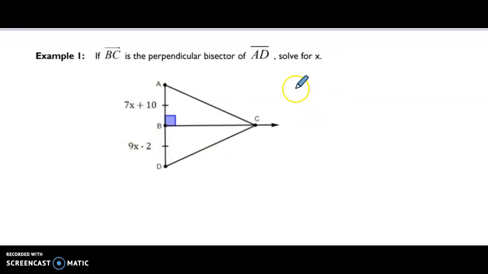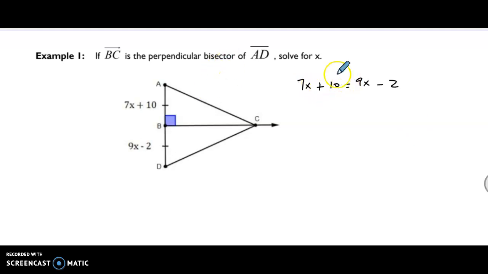Okay, so we're gonna do an algebra problem here. It tells you that if BC is a perpendicular bisector of segment AD, then solve for X. If you want, pause it here and set it up and try to work it out on your own and then hit play to see the result. Otherwise, yeah, here we go.